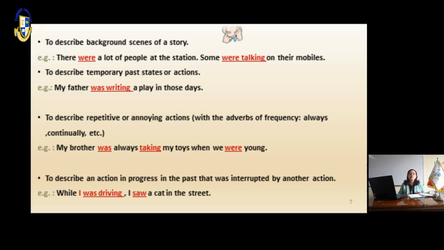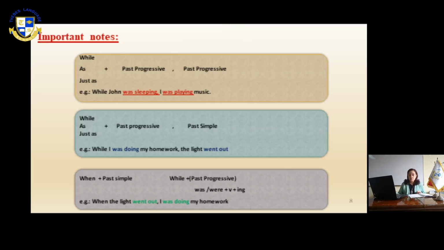Slide 8. It's very important to know that we use while, as, just as, plus past progressive or continuous, then past progressive. If I'm talking about two long actions happening at the same time, where none of them interrupted the other: While June was sleeping, I was playing music. I use while, as, just as, with past continuous, then past simple if I'm talking about a long action which was interrupted by another short action.